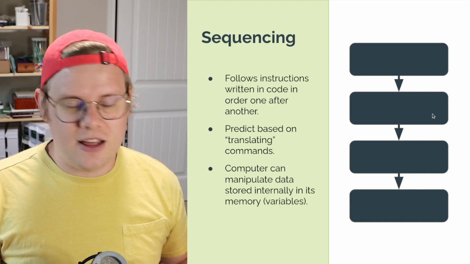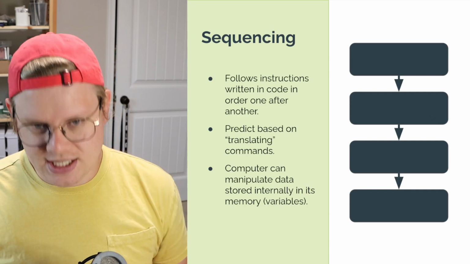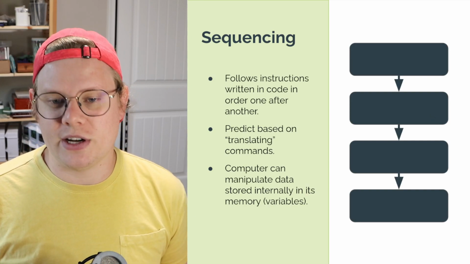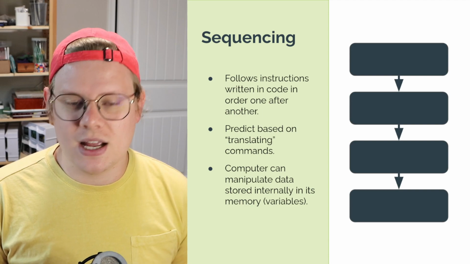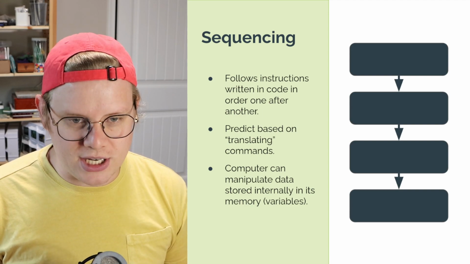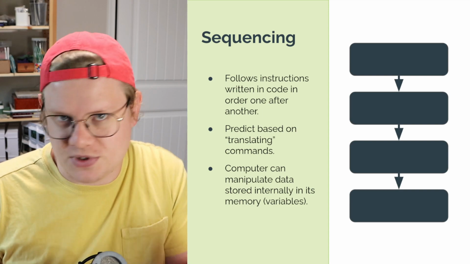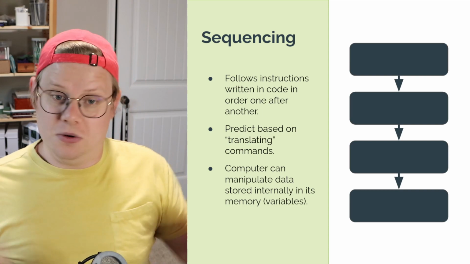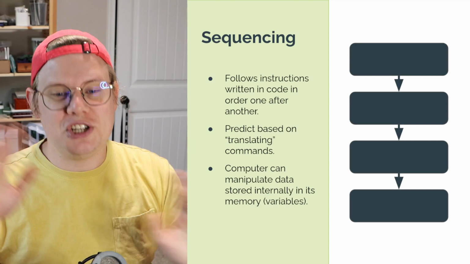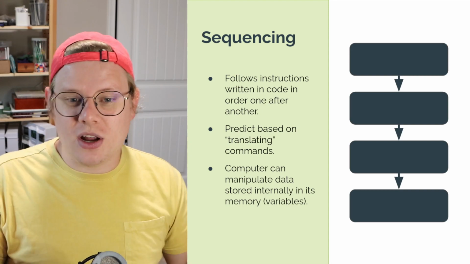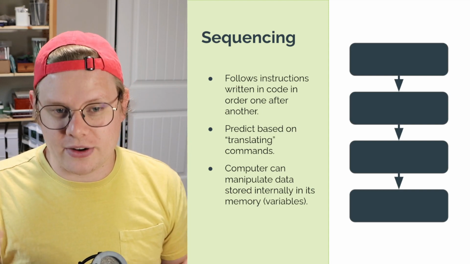The first thing I'm going to talk about is sequencing. When students first begin learning to code, they should be able to show evidence of a mental model or notional machine that conceives of a computer as follows. I'm just going to describe it. Quote, a computer is a machine that follows instructions written in code in order, one after another.